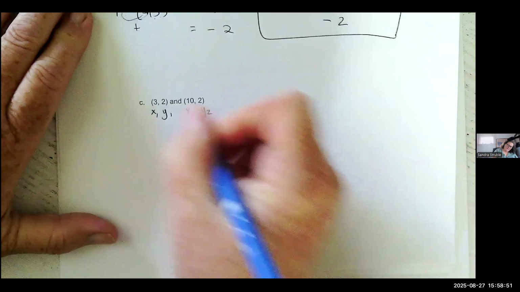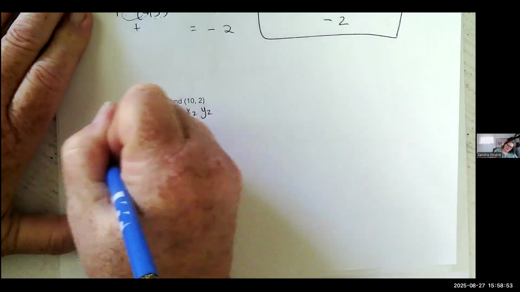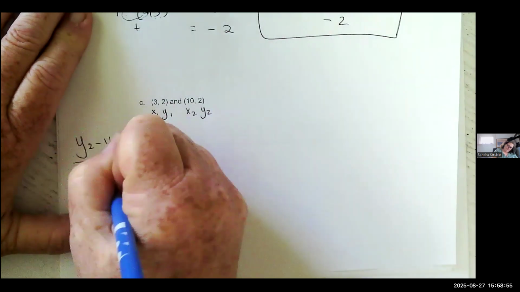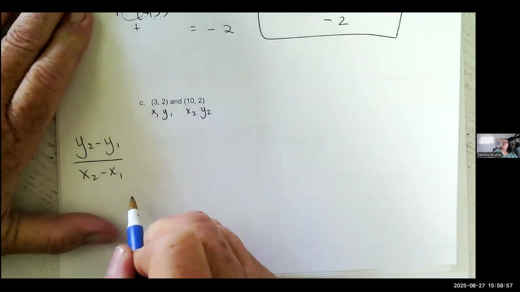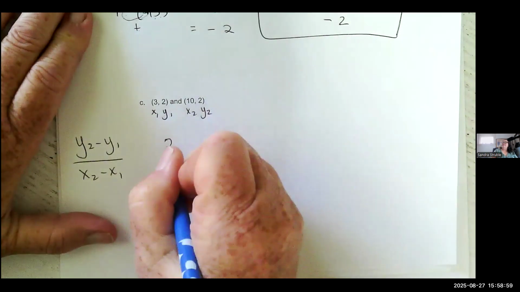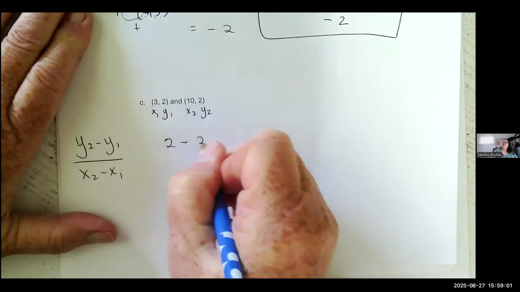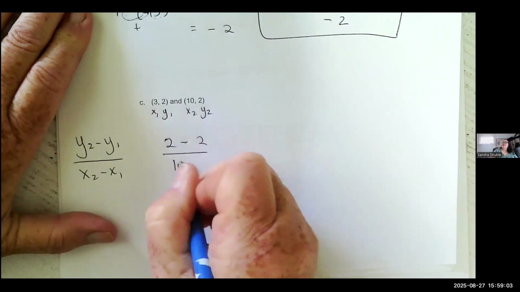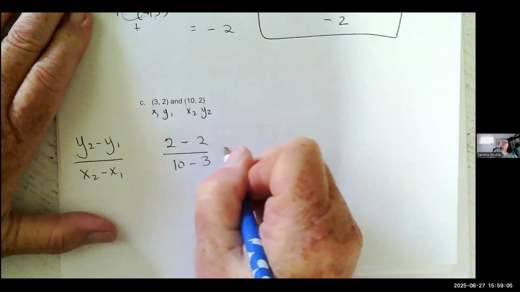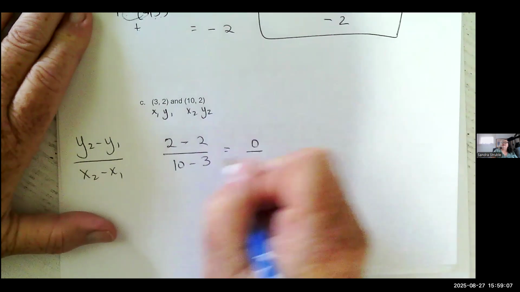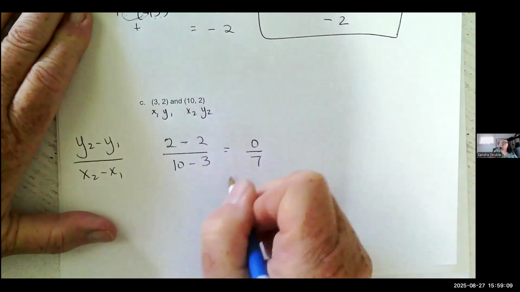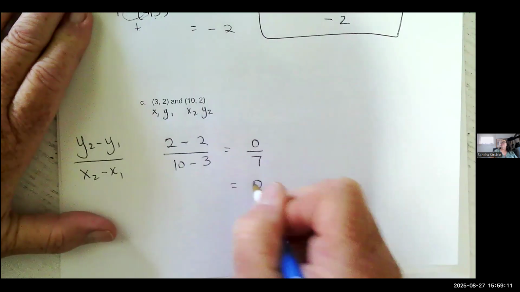All right, I'm going to rewrite this because you can't see the one up top. I'm just going to follow this formula. Y sub 2 minus y sub 1 over x sub 2 minus x sub 1. 2 minus 2 is 0. 10 minus 3 is 7. 0 divided by 7 is 0.